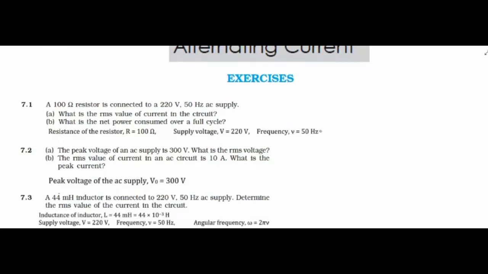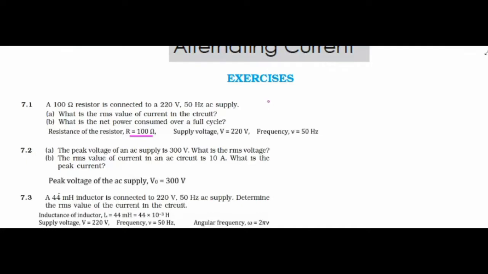Question number 1. Value of resistance is given. There is only one component in the circuit, that is resistance of 100 ohm. Supply voltage is 220 volt. 220 volt should be taken as VRMS and frequency 50 Hertz. Then what is the RMS value of current in the circuit?